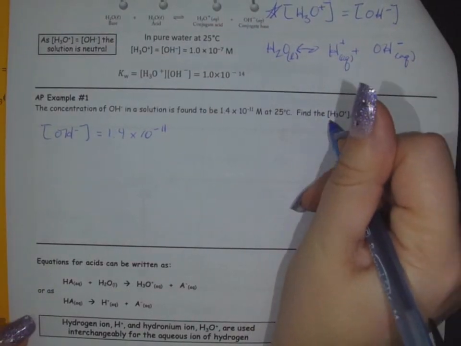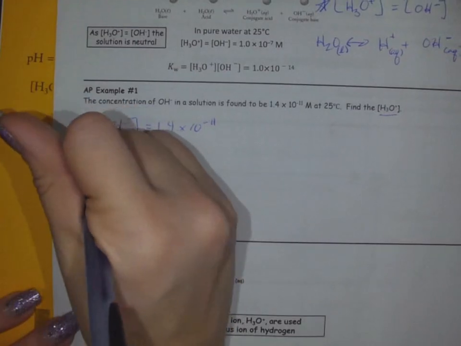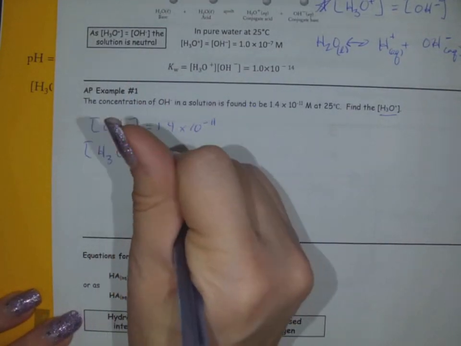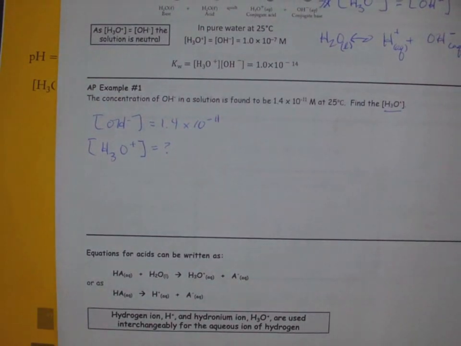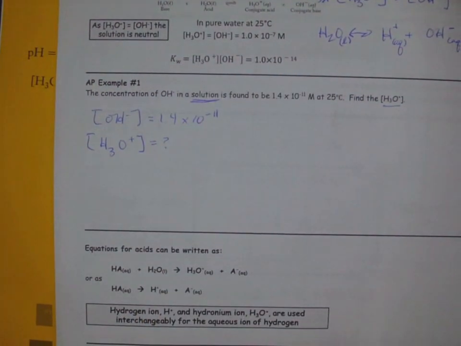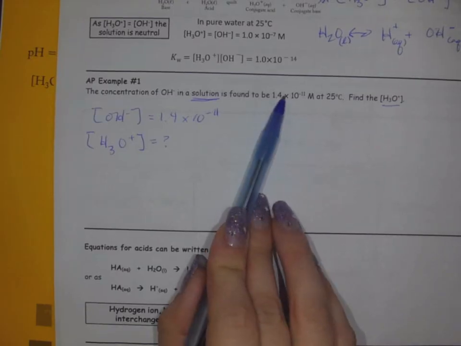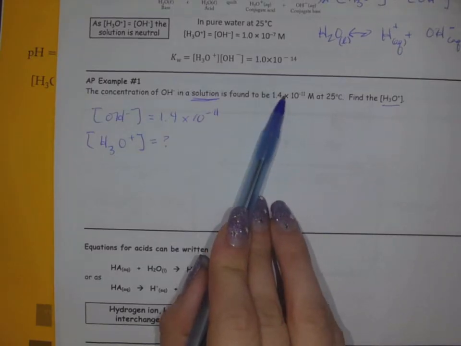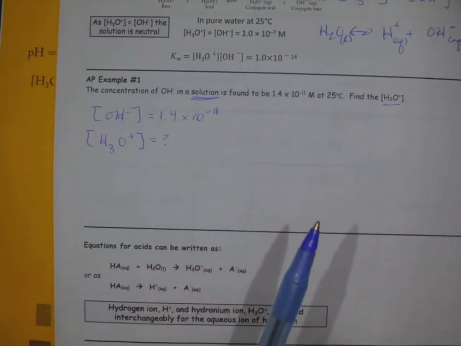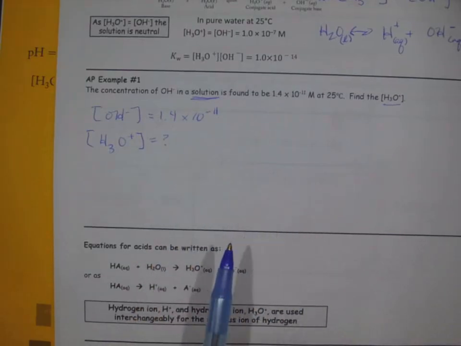Find the concentration of the hydronium. Okay, now notice they said solution, not pure water. Okay, so everyone, if they had said the concentration of hydroxide in water is found to be this amount, then the concentration of the hydronium would just be equal to it. They'd be exactly the same value. Okay, but it's not, it's a solution.